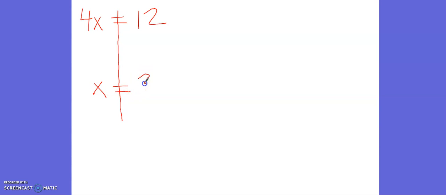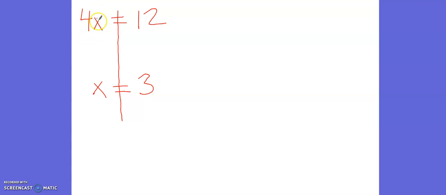Okay, I bet you know how to solve this: 4 times x is equal to 12. If I said solve that, it means find all the values of the variable that make that true. I know you probably already know, right? x is equal to 3. No big deal. Okay, how do we prove that x is equal to 3?